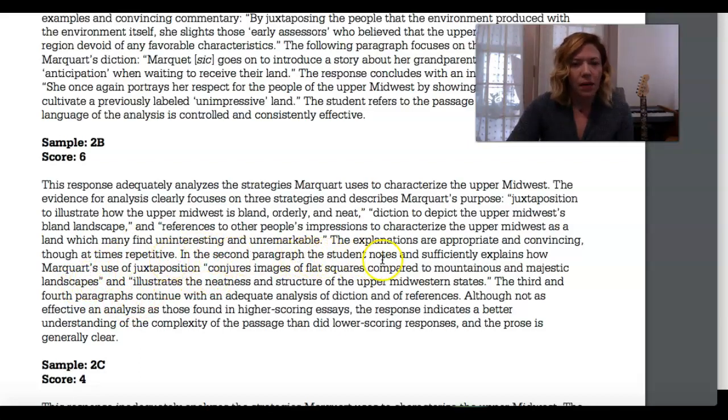Repetitive. In the second paragraph, the student notes and sufficiently explains how the use of juxtaposition conjures images of flat squares compared to mountainous and majestic landscapes, and illustrates the neatness and structure of the upper Midwestern states. The third and fourth paragraphs continue with an adequate analysis of diction and of references. Although not as effective an analysis as those found in higher scoring essays, the response indicates a better understanding of the complexity of the passage than did lower scoring responses, and the prose is generally clear.